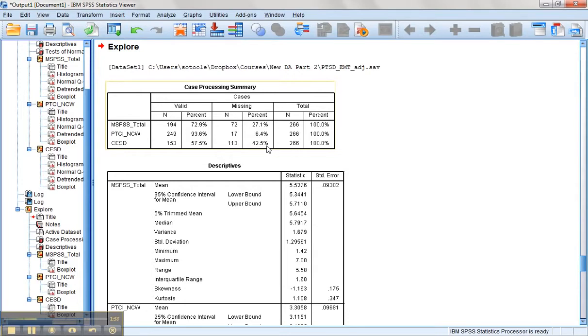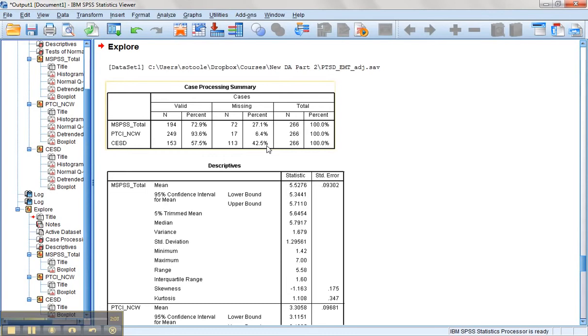So if we're running something like a multiple regression, a MANOVA, anything like that, I would most likely drop the CESD out of that analysis due to the amount of missing data. It is very likely that there's something going on in that variable. It could be that there's something consistent in who didn't answer that variable, perhaps people who have higher or lower values on something else didn't feel safe filling out that variable.